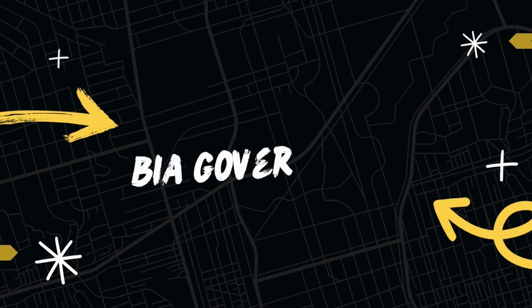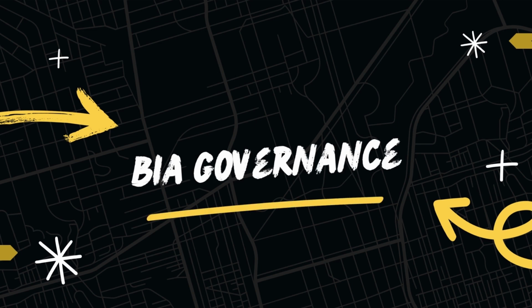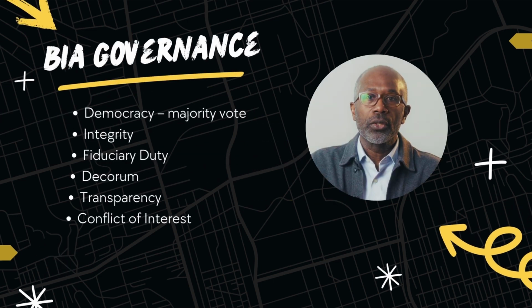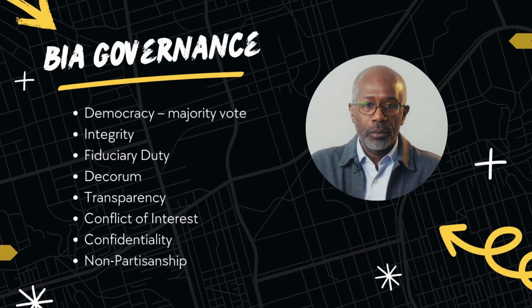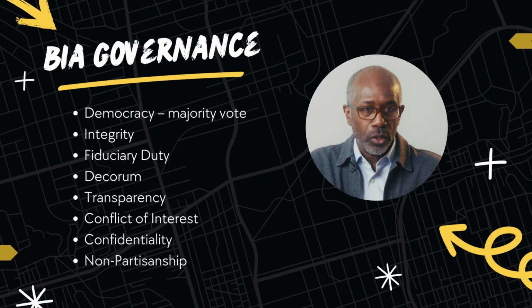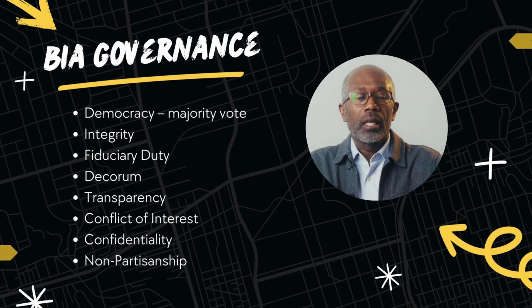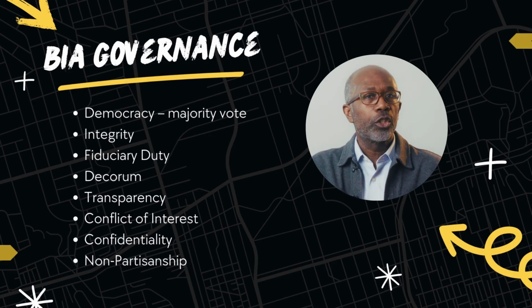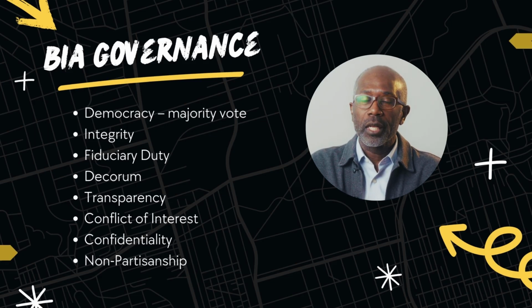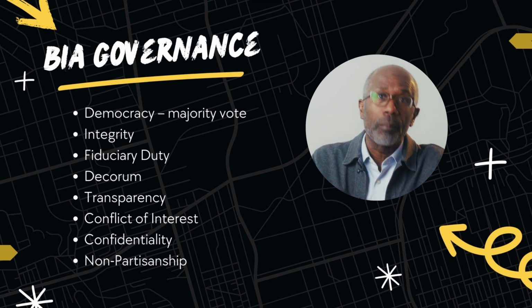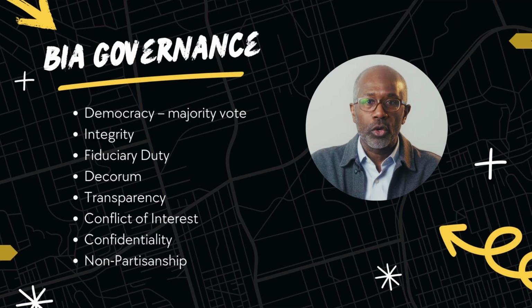And then there's governance, how BIA power is exercised. Some of the key principles include it's democratic. How decisions are made is based on voting, majority rules. Ensuring the integrity of how the BIAs operate and also the integrity of directors is an important piece. The fiduciary duty, generally you're supporting and representing your membership. Decorum, transparency, confidentiality, and nonpartisanship. You're not there to support any particular party or any individual politically. So you're there to support the membership.